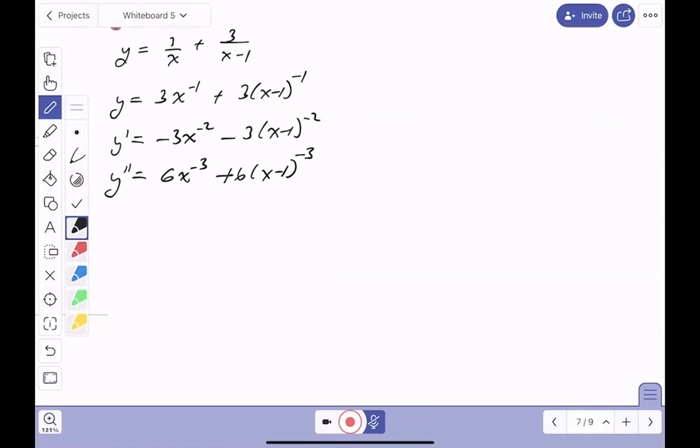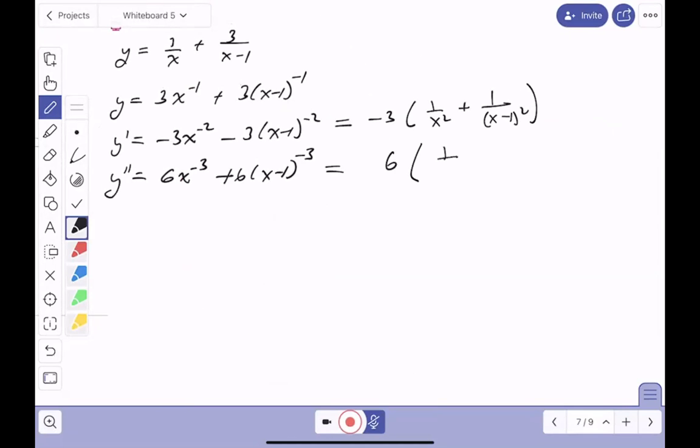Let's do this now. Oh boy, I got to factor. And on this one, I'd factor out a minus 3. And what would we be left with? 1 over x squared plus 1 over (x minus 1) squared. That's done. Let's do this one over here. I'd factor out probably a 6. And what do you get there? 1 over x cubed plus 1 over (x minus 1) cubed. I got that done.